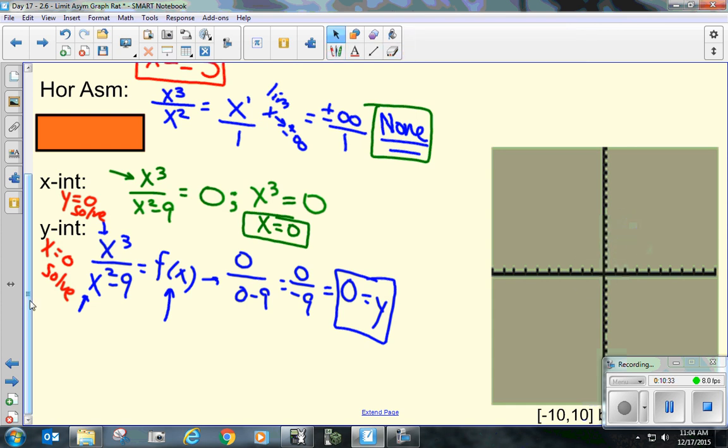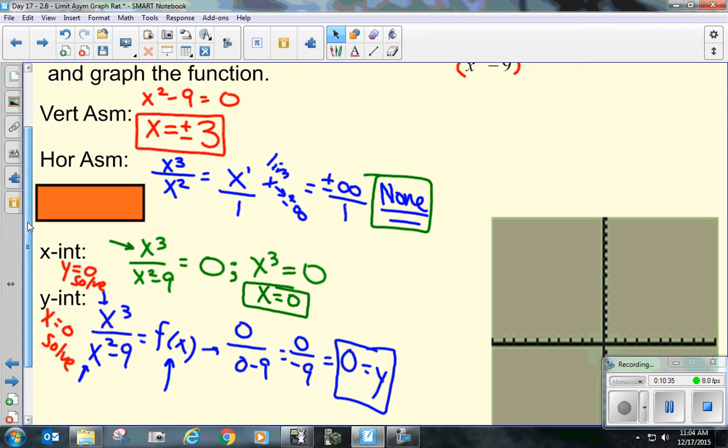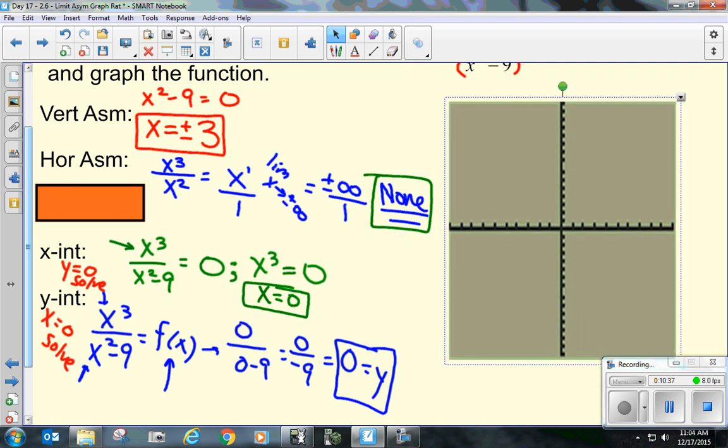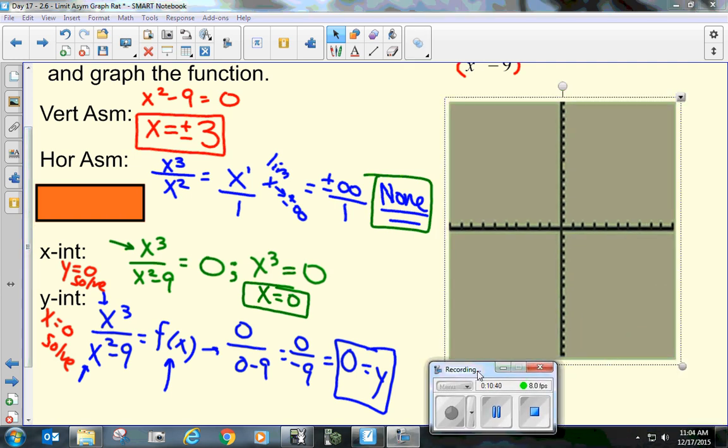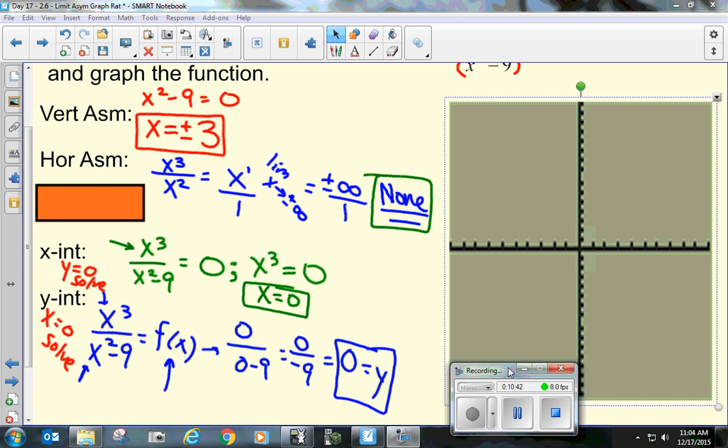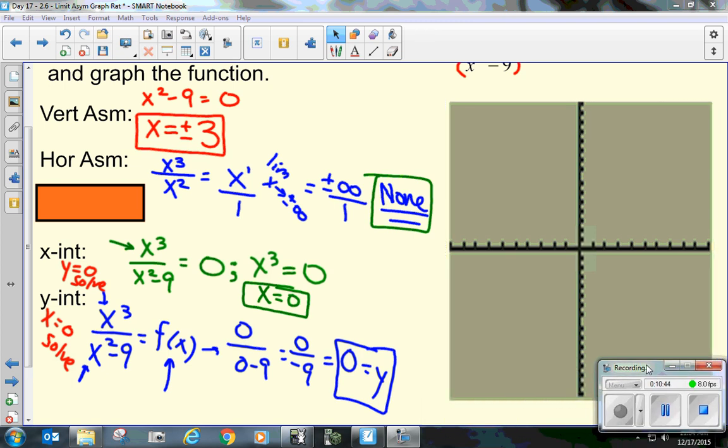Let's take a look at this. And let's sketch this thing right here as we go. We have vertical asymptotes at x equals positive and negative 3. Here's 3. Here's -3. And this asymptote comes down here. We have no horizontal asymptotes. We have an x- and a y-intercept, both at 0, at the origin. I will graph this in blue. It's right here.